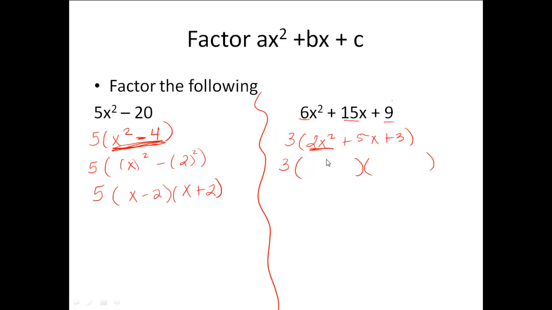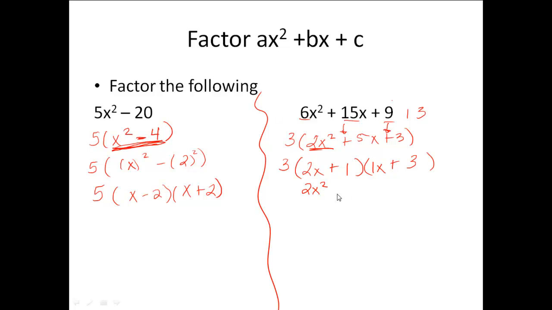I start out with my 2x squared, so ask yourself, what can you multiply together to get 2x squared? Well, that would be a 2x and a 1x. Then come and look at your symbol. The plus sign means they match, so I'm going to have plus and plus. And now the nice thing is that my only factors of 3 are 1 and 3. So I know I either have to have the 1 first and the 3 second, or my only other option would be to flip the 3 and the 1 around. So let's try this one out first.